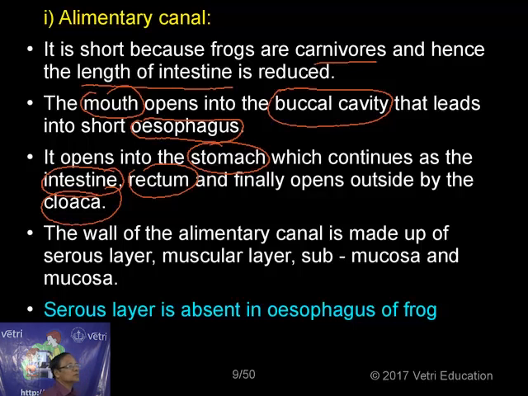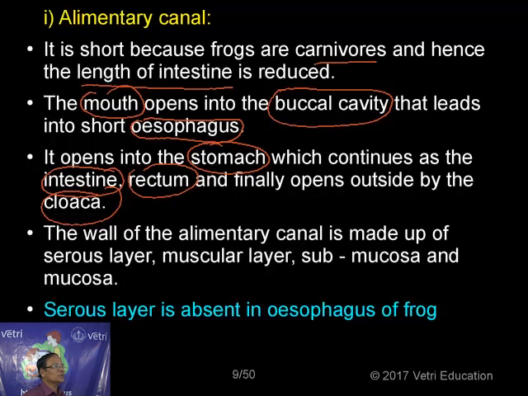So we have the mouth, buccal cavity, a short esophagus. In the buccal cavity there are no digestive glands, one of the special characters in frogs or amphibians. Digestive glands are absent in the frog's buccal cavity. Remember, this is one question also. No digestive glands in the case of frog; they are completely absent.